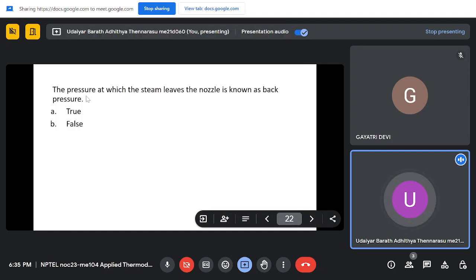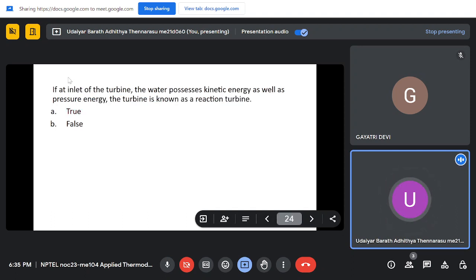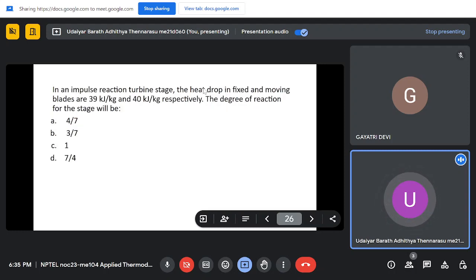So if at the inlet of the turbine the water possesses both kinetic energy as well as pressure energy, the turbine is known as reaction turbine. So this statement is true. You have both velocity and pressure energy. So you have both kinetic energy and pressure energy in a reaction turbine, but you possess only kinetic energy in case of impulse turbine. So this statement is true.